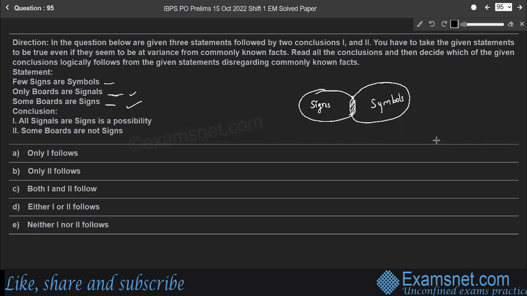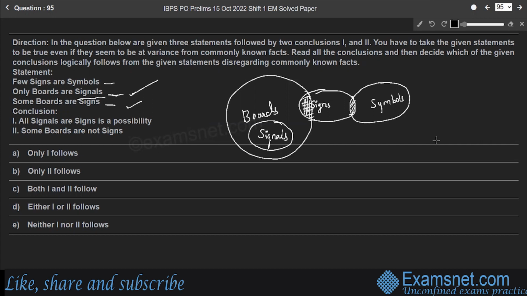Some boards are signs. That means we have to consider the set of boards in which some portion of the set of boards. So we'll consider this, right? The shaded portion represents some boards are signs. This is the set of boards, right? And the second statement is only boards are signals. That means the set of signals is completely included in the set of boards, right? Therefore, only boards are signals, right?